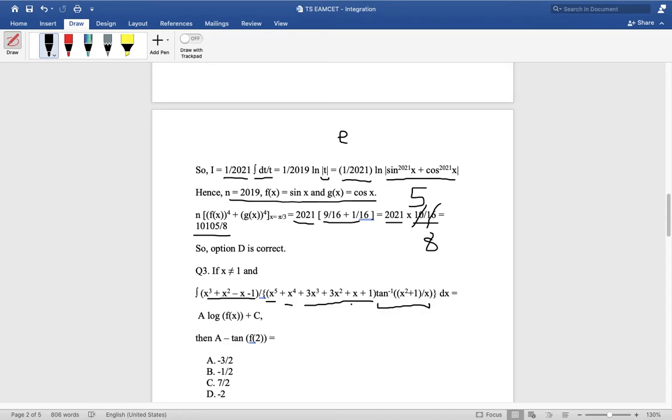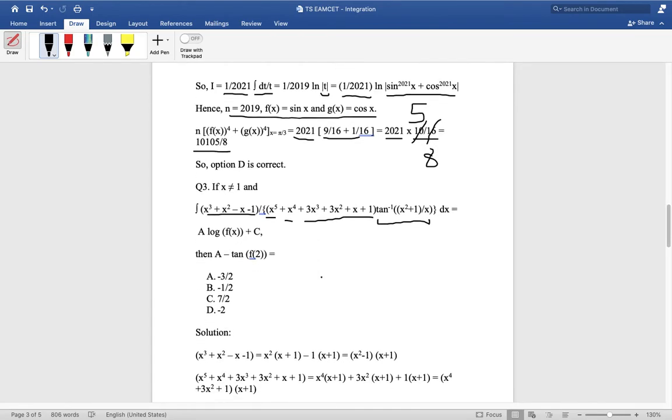And how can I do that? Because x is not equal to minus 1. Okay, it's given to us. x is not equal to 1. It should have been x is not equal to minus 1. So whatever. Let's just try and solve this.